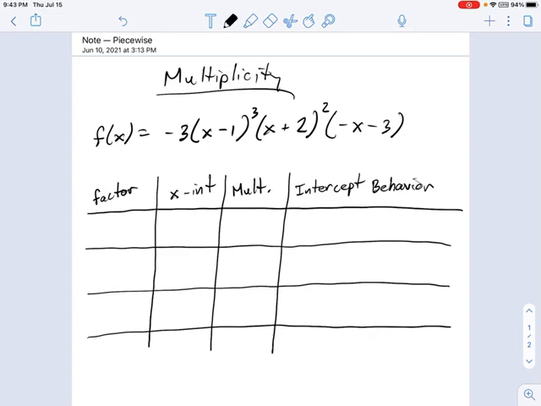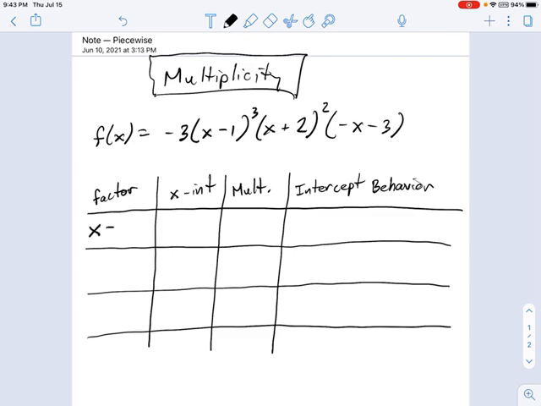So the last big vocab term in graphing polynomials is this concept of multiplicity. And what multiplicity means, literally, is really how many multiples of a factor do you have in an equation. So let's go through this table where I'm going to describe everything important in this polynomial f of x. And along the way, we'll see what multiplicity is and how we use it. So I'm going to go one by one through the factors.